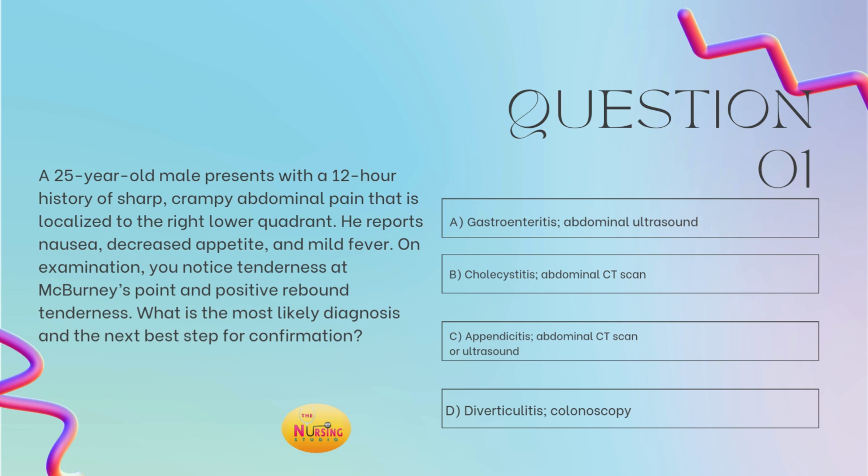Is it A, gastroenteritis and an abdominal ultrasound, B, cholecystitis and an abdominal CT, C, appendicitis and an abdominal CT or ultrasound, or D, diverticulitis and a colonoscopy? Take a moment and tell me what you got in the comments, you guys.